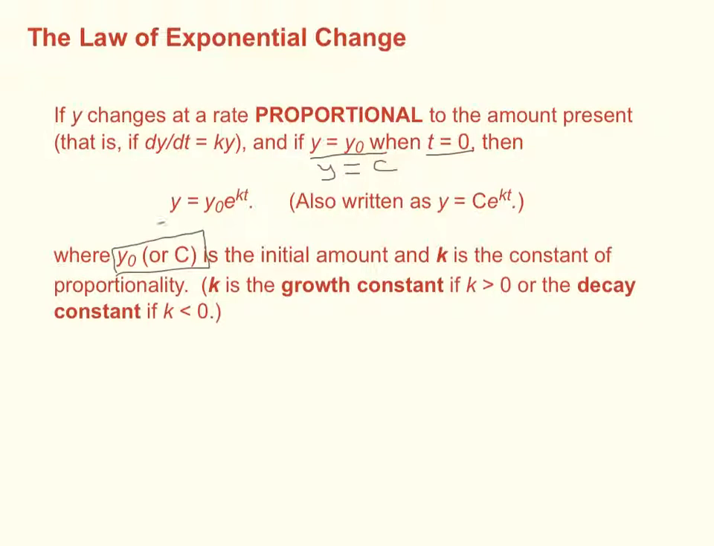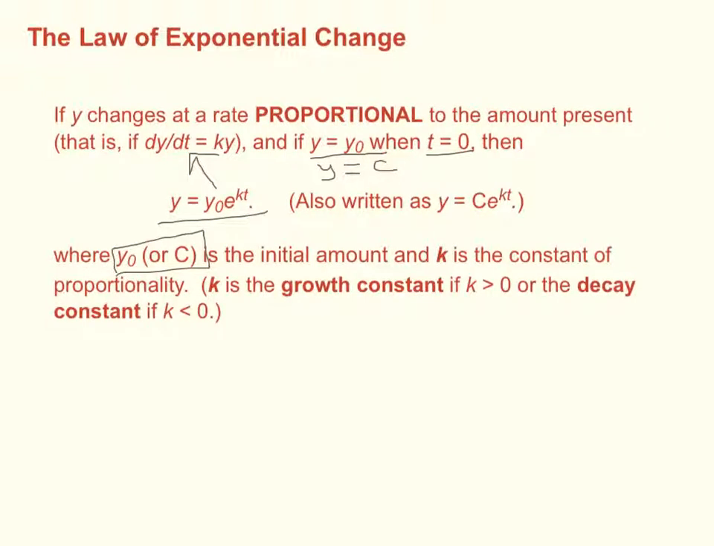In this formula, you've seen this is actually the general solution to this differential equation. k is our constant of proportionality, and it will be a growth constant if k is greater than 0, or a decay constant if k is less than 0. So that will just let us know whether we're getting more population or less population, that sort of thing.